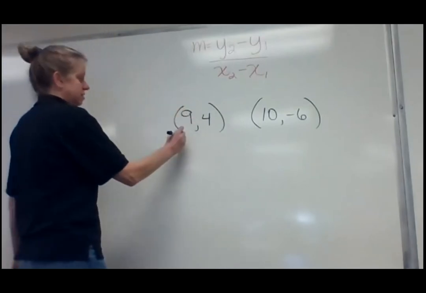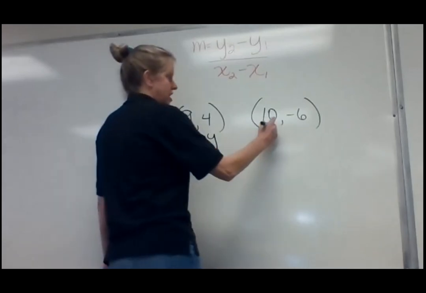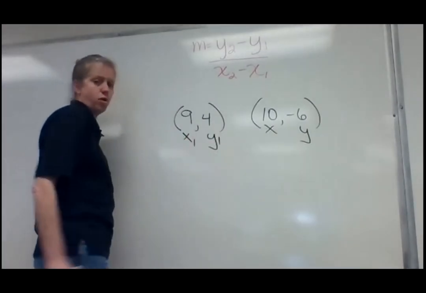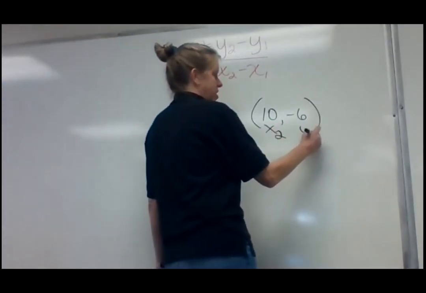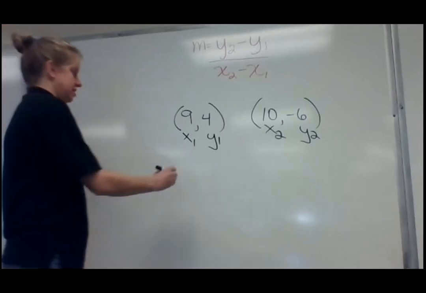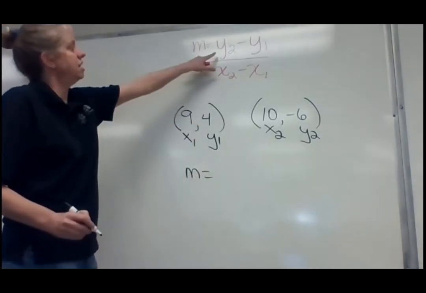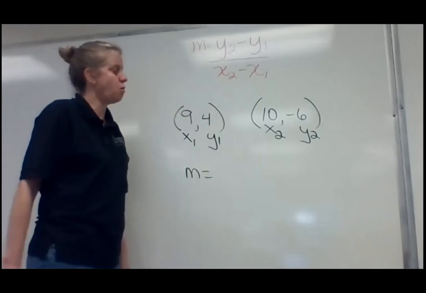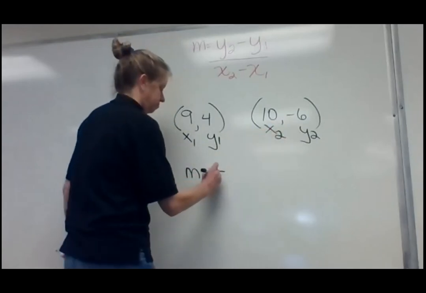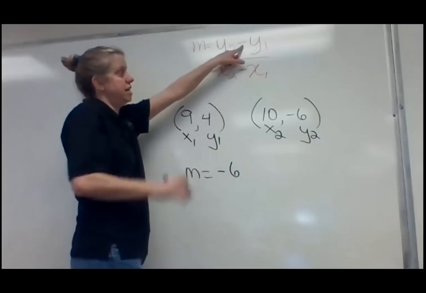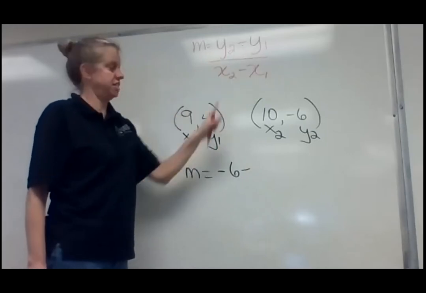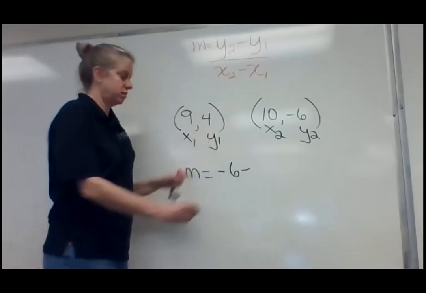So again, each point has an x coordinate and a y coordinate. So give it an x and a y. And then label. There's my first point, so I'll give it the 1s. Here's my second point, so I'll give it the 2s. Now plug in. So your slope is going to equal, again, the first thing up top is your second y. Well, my second y is -6. Then minus, that's the formula. Then your first y. So my first y is 4.